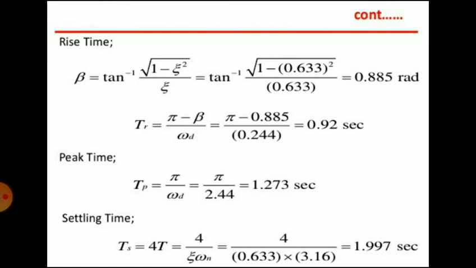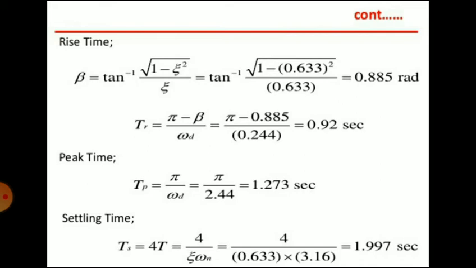The value of beta should be in radians. Now put the value of beta in the formula of rise time, Tr equal to (pi minus beta) upon omega d. After simplification, you will get 0.92 seconds. Next is peak time. Tp is equal to pi upon omega d. You will get 1.273 seconds.